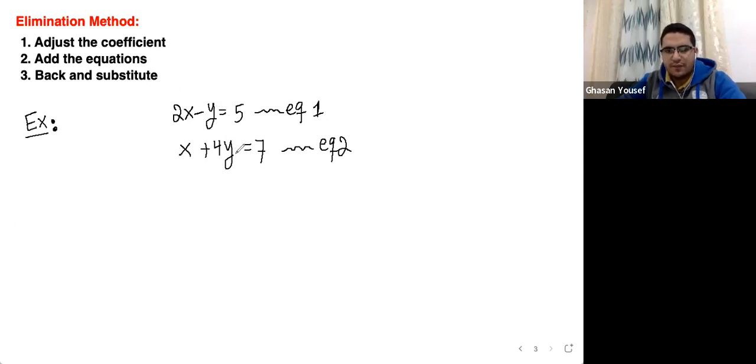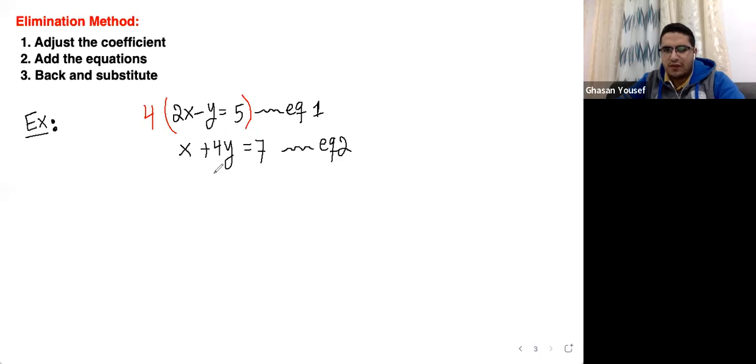If I want to eliminate, meaning cancel or remove, the y variable, here the coefficient of the y variable is plus 4 and here it is minus 1. So to eliminate the y variable, I have to multiply all this equation by 4, then I will get the coefficient of y minus 4 here and plus 4 here. So when I add both equations, I will eliminate the y variable. If I want to eliminate the x variable, here I have positive 2 and here positive 1, so I prefer to multiply the second equation by minus 2. Then I can eliminate the x variable.